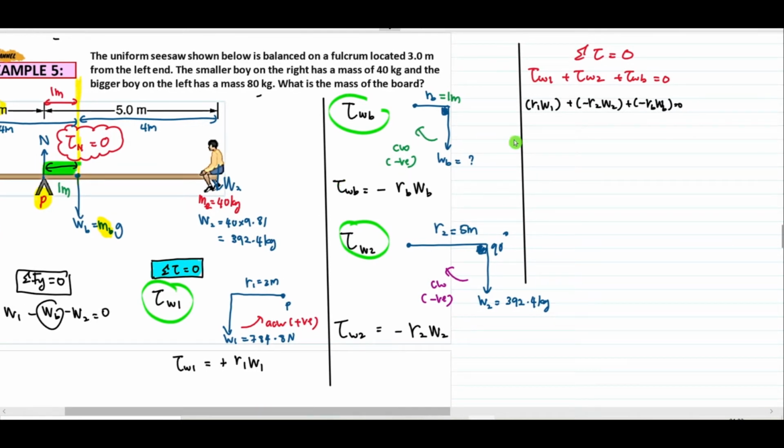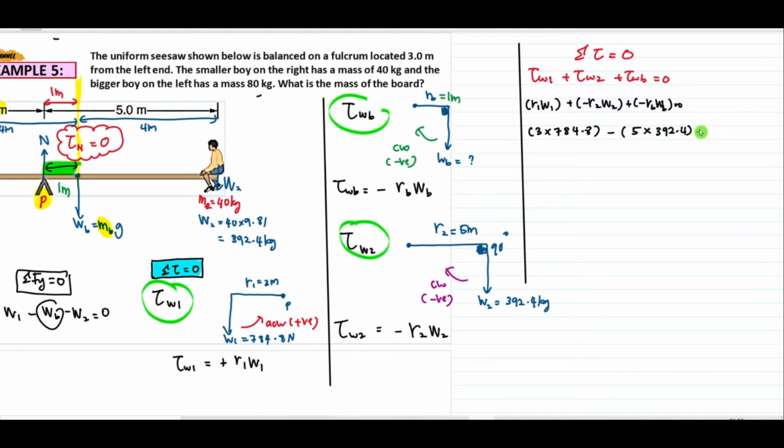Okay, kita masukkan nilai. R1, kita tahu tadi R1 is 3 meter times W1 784.8 minus R2 5 meter W2 392.4 plus plus akan jadi negatif lah. Saya terus letak negatif. Negatif RB 1 meter darab dengan WB. WB ni yang tak tahu ni. Kita dah jumpa unknown kita kat sini. Okay, lepas tu baru kita boleh cari mass of the beam.